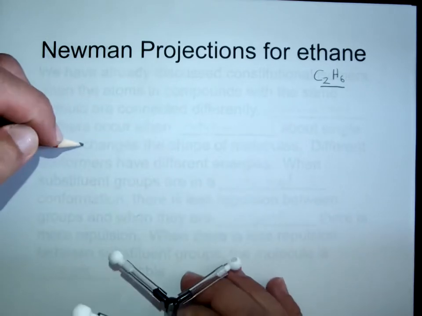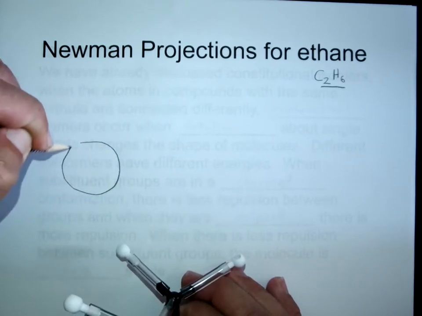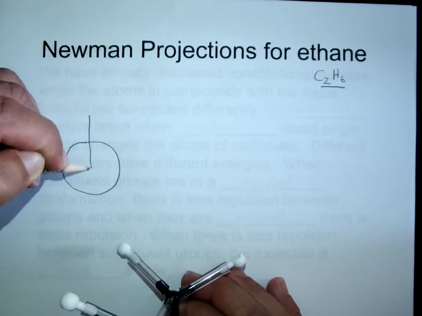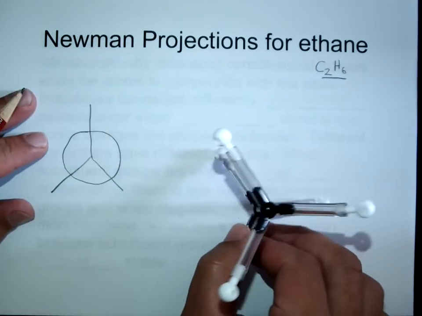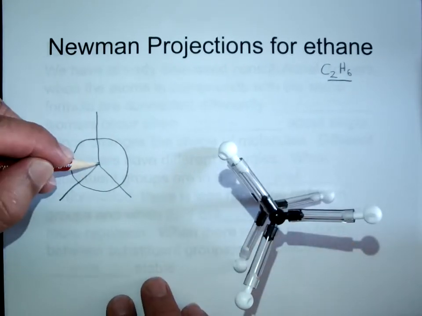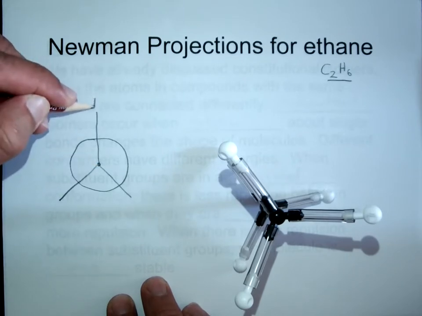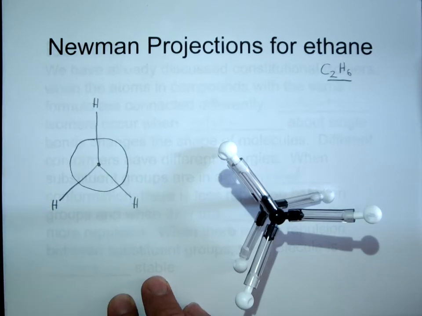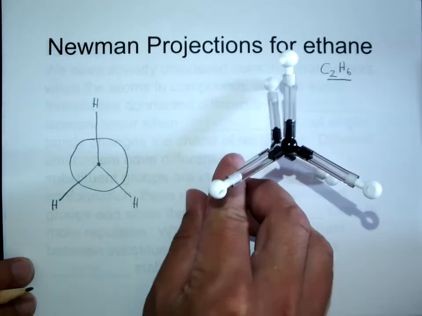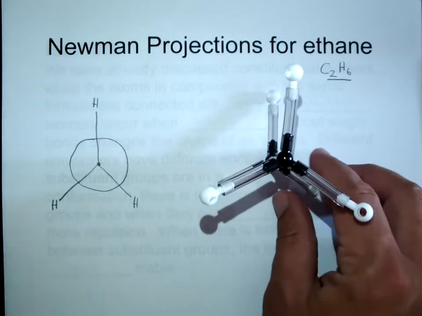So in a Newman projection, the way that we draw the first carbon and the three things that are attached to the first carbon that are facing us is like this. So first carbon's in the center, and if it's ethane, you just have the three hydrogens that are pointing towards us. So there we go, molecule.